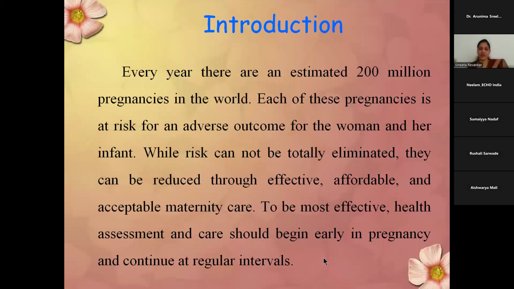reduced to how by effective, affordable, and acceptable maternity care. So it is very much effective. It has to be most effective. Health assessment should be there, and also the care should begin in the early pregnancy, and this care should continue at the intervals also. So we will see in further things how this care is being taken and what all things to be kept in mind.